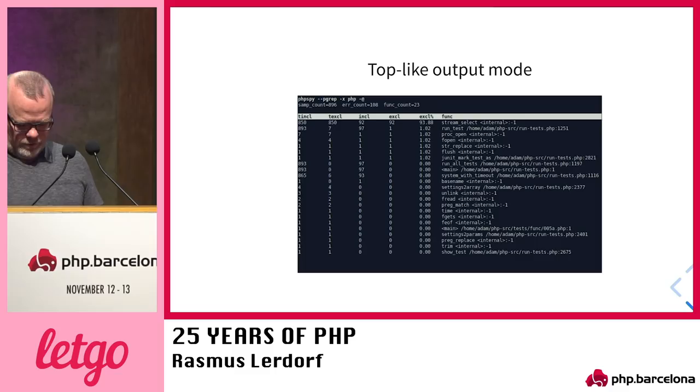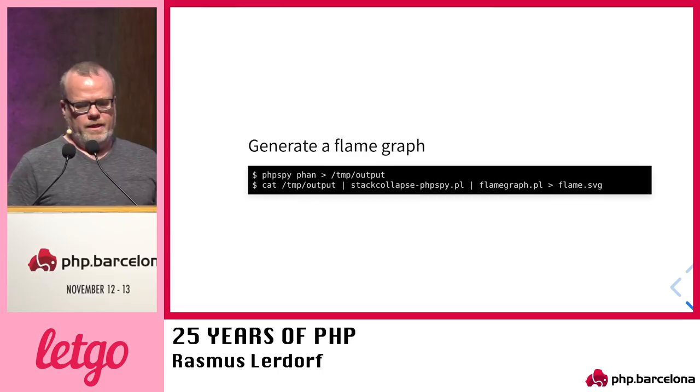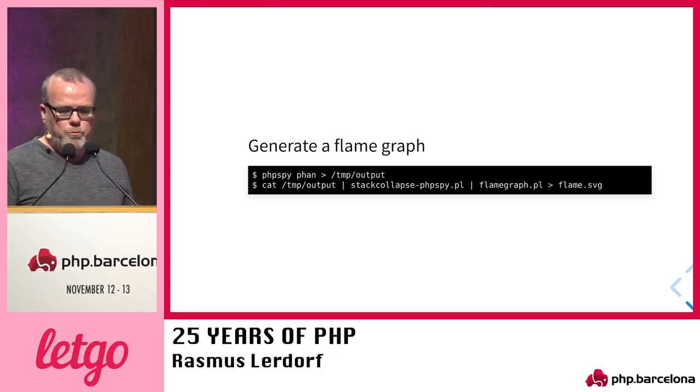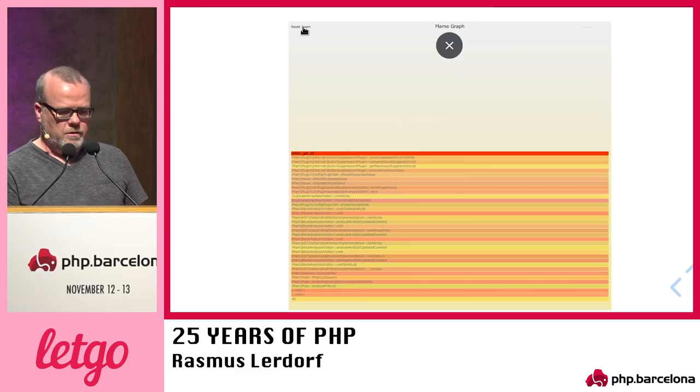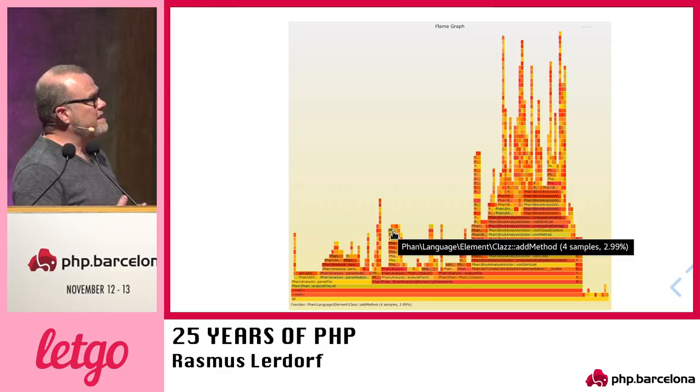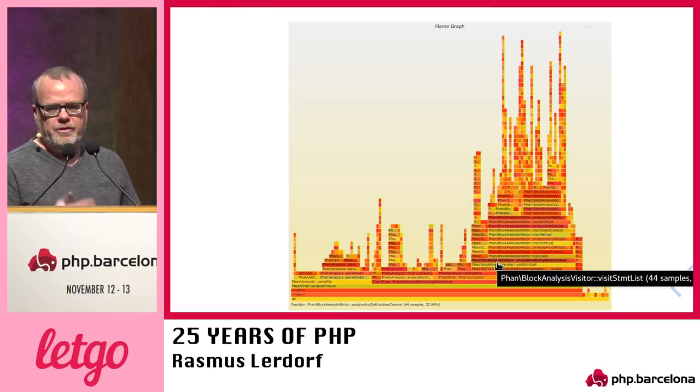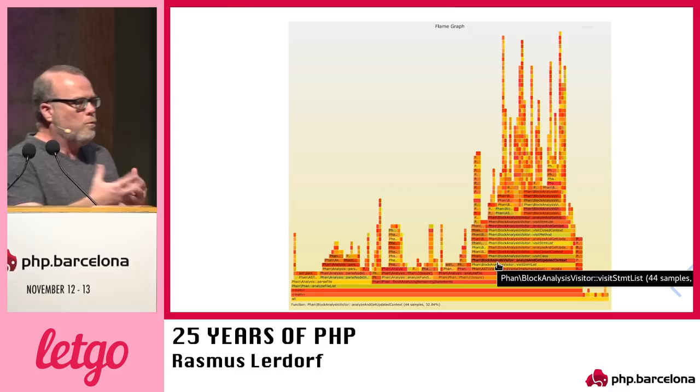What you can also do is you can create a flame graph. So here you just redirect the output, and then you run that output through stack collapse and flame graph, and you get something like this, right? And you can then click on them and get closer. This is a run of Fan, which is the next tool I'm going to talk about. So Fan is a static analyzer, and here you can go through and you can see what's taking the most time in this Fan run. And you can get sort of an overall picture of what's happening.